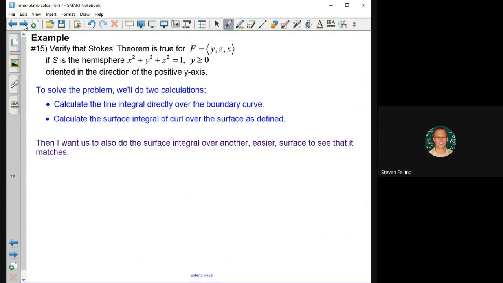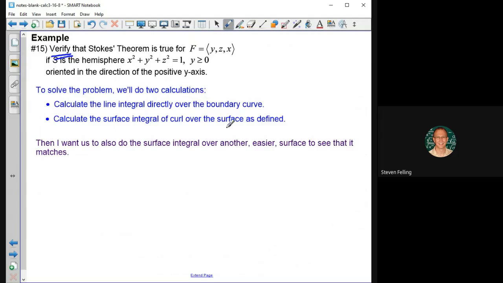So we're going to do this problem 15 from the textbook. It says verify that Stokes' theorem is true for the field xzy if S is the hemisphere of the sphere centered at the origin radius 1, but only the positive y's, and then oriented in the direction of the positive y-axis. Okay, so to solve this problem, since we're verifying, we're going to calculate the line integral directly over the boundary curve, and we'll actually evaluate it all the way to a number since we're trying to verify Stokes' theorem. And then we'll calculate the surface integral of the curl over the surface as it's defined and verify that they both come up with the same thing.